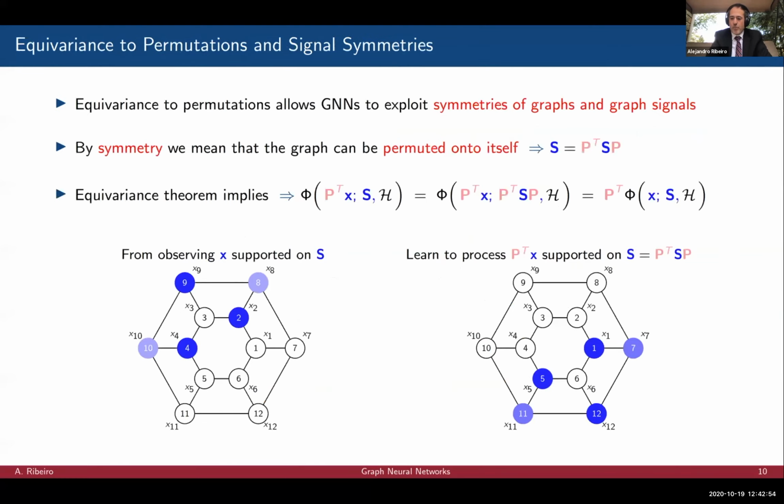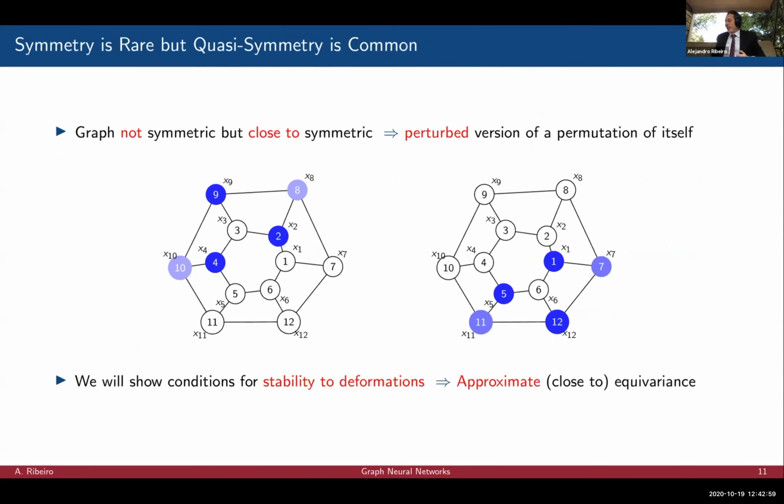So this cartoon picture that I am showing here in slide 10 doesn't really exist in reality. What does exist in reality is quasi-symmetry. So you have a graph that can be sort of permuted into itself. Therefore, the question that is important is not equivariance in itself, but stability to deformations, right? This graph cannot be permuted into itself, but it can be permuted into something that is close to itself. Do we have that sort of stability, which will give us a claim on approximate or close to equivariance?